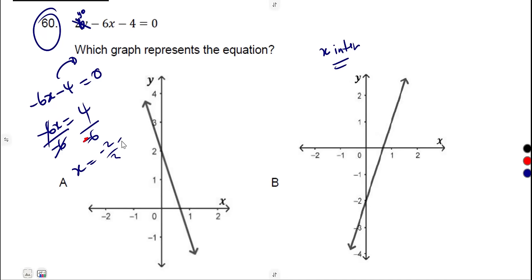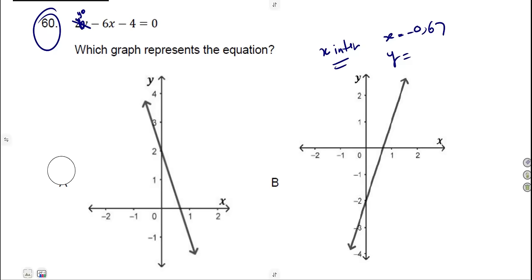Minus 0.666, like that. Okay, that's our x-intercept. Minus 0.667, or like 0.67. Then the y-intercept, remember, y-intercept, when x is equal to 0, that's where we've got our y-intercept. When x is 0, it means this is 0, there's nothing here.